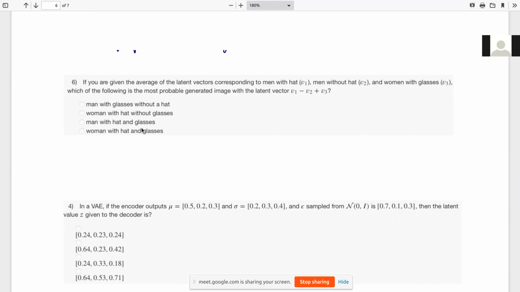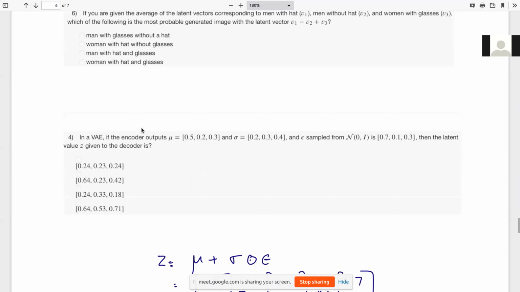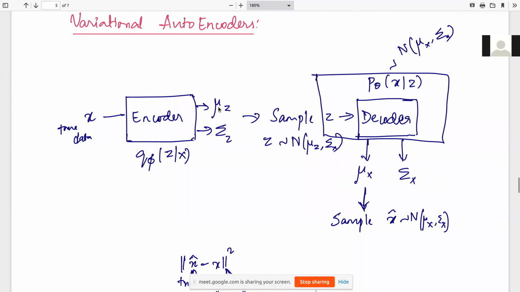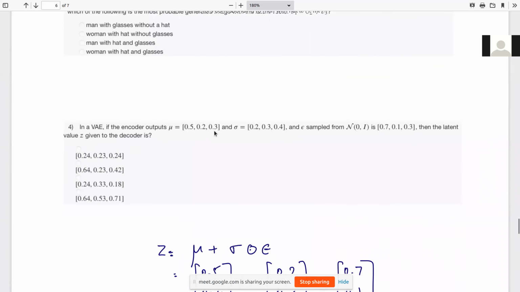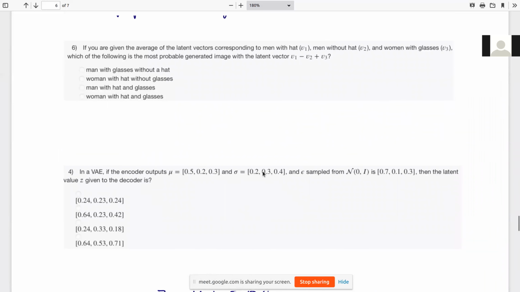The next question I want to discuss is, in case of a VAE, the encoder outputs mu and sigma. We now have the values of mu and sigma, and there is an epsilon which we have sampled from a standard Gaussian, and the sampled value of epsilon is given. Here we are talking about a three-dimensional Gaussian, so the mean vector will be of dimension 3 and the covariance matrix will be of dimension 3 by 3, but we are taking it as a diagonal covariance matrix, with only these as the diagonal entries. Then the latent value z is given to the decoder.